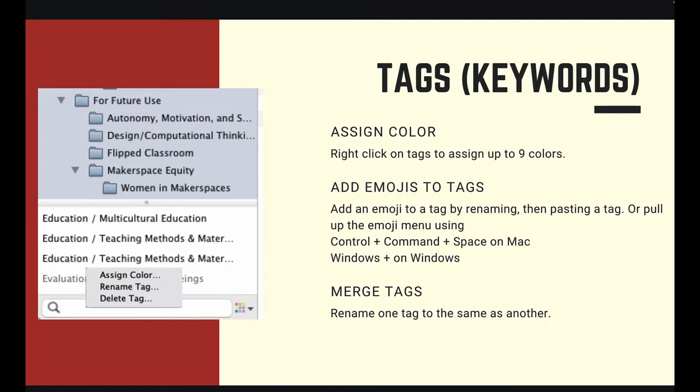You can merge tags by simply renaming one tag to the same as another. This is a great way to streamline when different authors use different terms.